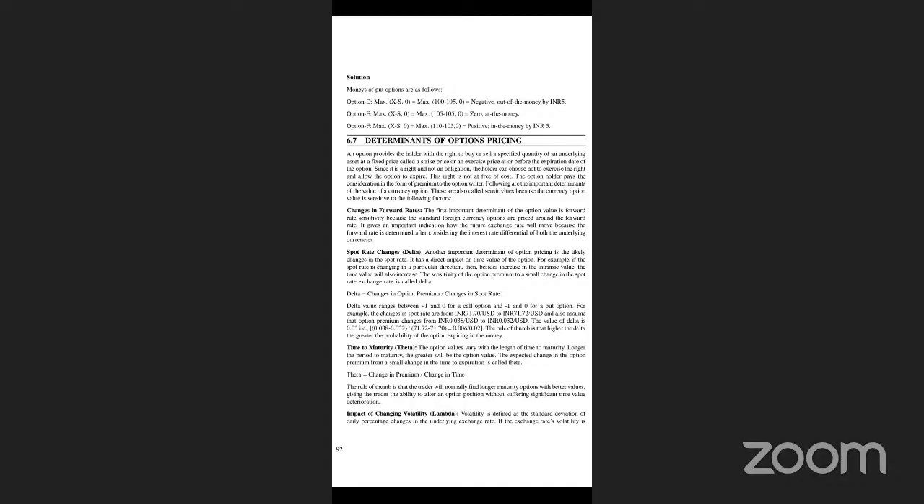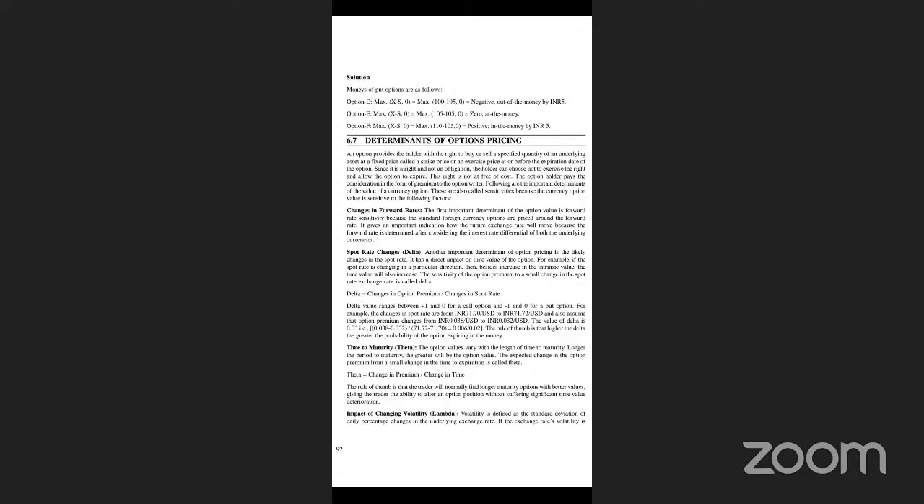This right is not free of cost, option pricing. The option holder pays the consideration in the form of premium to the option writer. And in this process, there are few determinants to value the currency options. These are so-called sensitivities because of which the currency value is sensitive and hence may lead to fluctuations in the option prices. Let's see what are those.